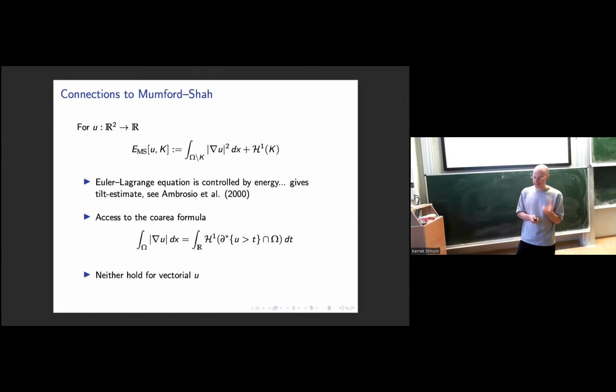So we need to figure out how to overcome this. The lack of the coarea formula is perhaps the biggest obstacle. But to see how we can do this, it's worth asking how did they do it when they had access to the coarea formula?